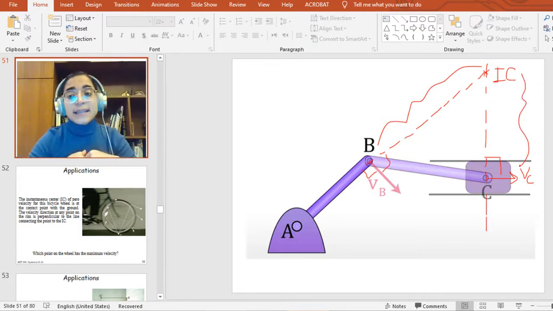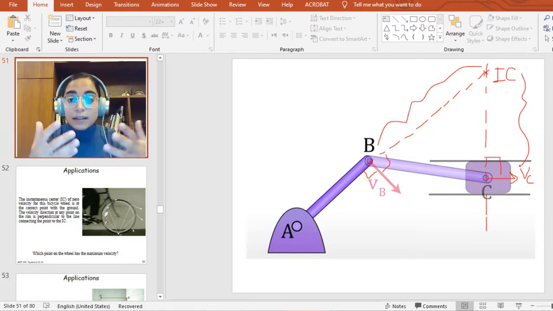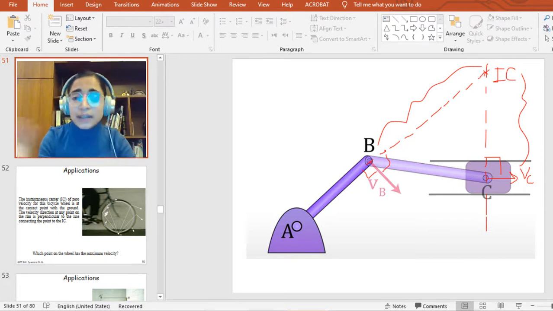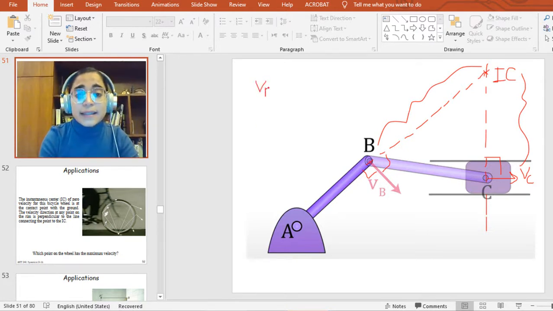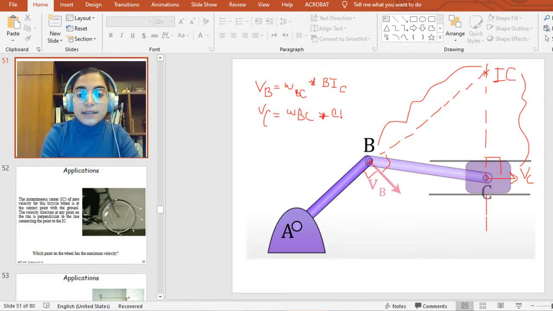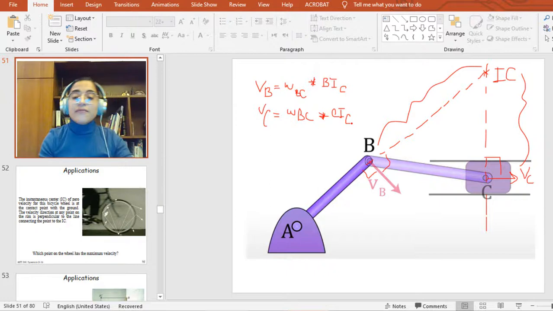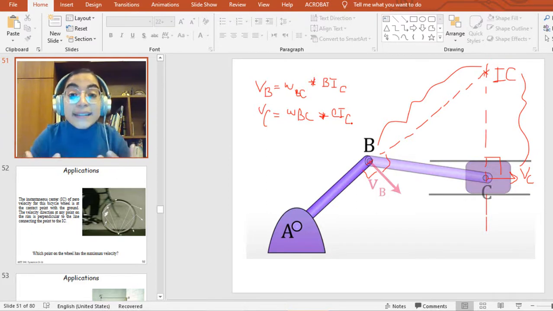And this, guys, will make our life much easier because, in fact, I can directly find the equation of VB without doing any vector equation, any relative relation, because VB is now equal to omega BC times the distance between B and this instantaneous center of zero velocity, and VC will also be equal to omega BC times the distance between this point C and IC. So this is, in fact, the definition of the instantaneous center of zero velocity, and this is how it's useful to use it.